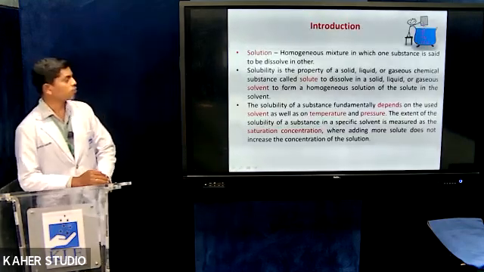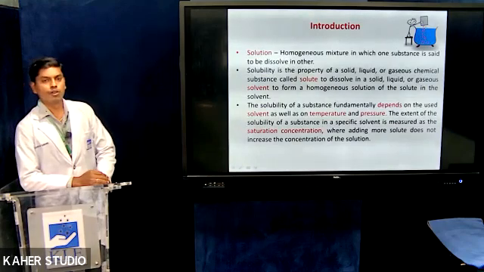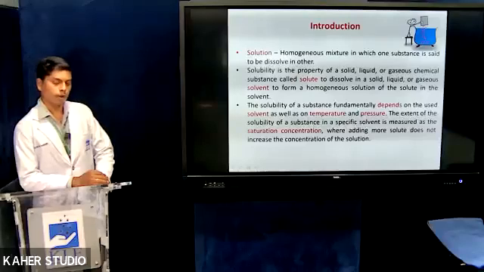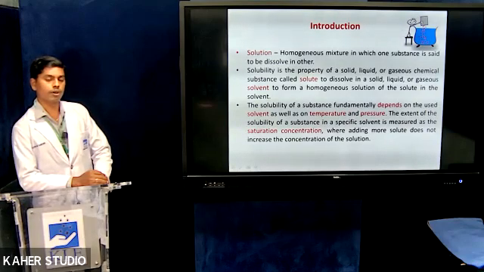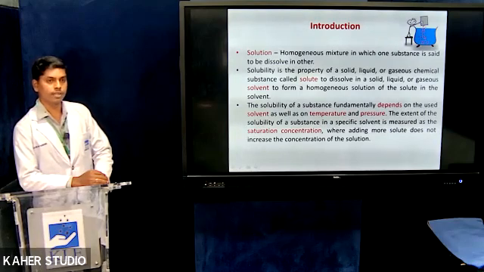Before beginning, the introduction: solubility is one of the important physicochemical parameters of any drug whenever you are going for further research studies. So we have to prepare any type of drug solutions, and we have to understand what exactly the term solubility means.